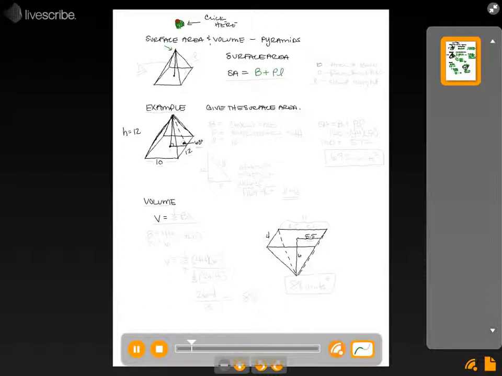Now B and P are the same things we talked about with a prism. Okay, B is the area of the base. P is the perimeter of the base. And L is something called slant height.